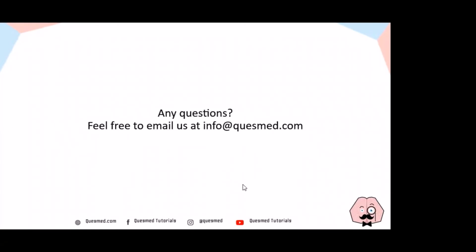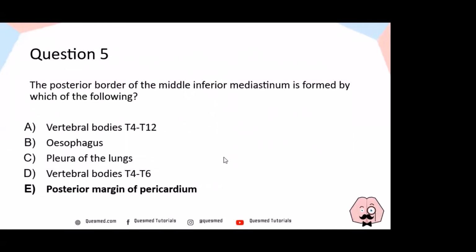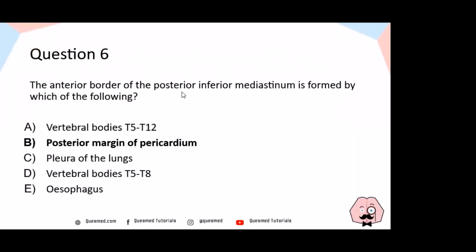Somebody has asked, can we go through the difference between question 5 and question 6? Yes, we can. This is a little bit tricky. In question 5, we're asking what's the posterior border of the middle mediastinum. And in question 6, we're asking what's the anterior border of the posterior mediastinum. So basically that's the same border. Anterior to this border is the middle mediastinum, posterior to this border is the posterior mediastinum. The pericardium is technically within the middle mediastinum, but that is the border. Hopefully that makes sense.